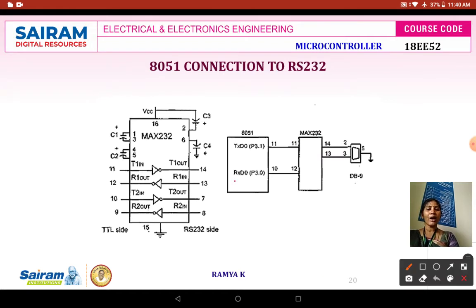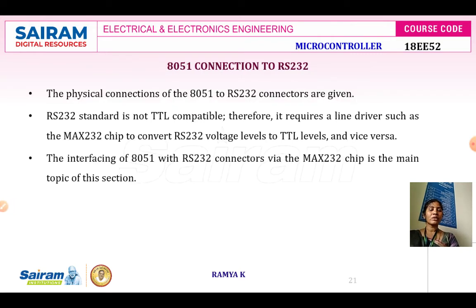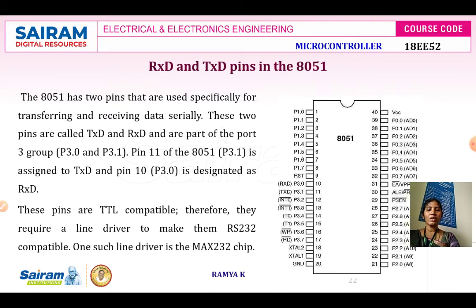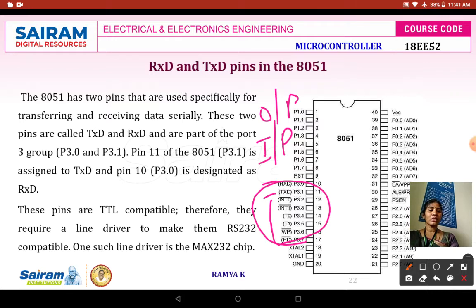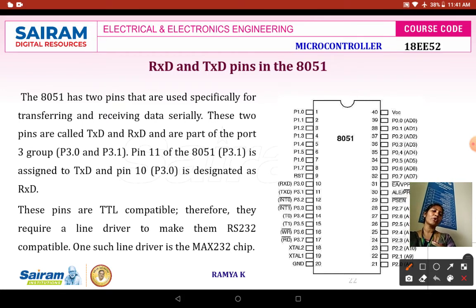Here we have 2 pins. One is called RxD, another one is called TxD in 8051. When you see the pin configuration of 8051, you have port 3. Port 3 serves many purposes, it acts as dual purpose. It will act as an input port or output port, or it has many more functions like receiving data, transmitting data, handling interrupts, and read and write signals. In this you have two pins called RxD and TxD. TxD is mainly meant for transmitting, and RxD is used for receiving the data.